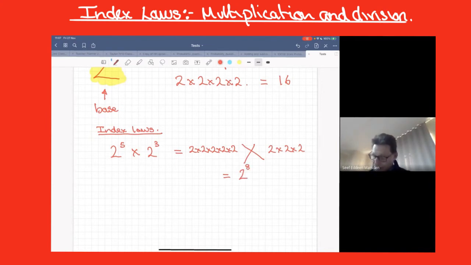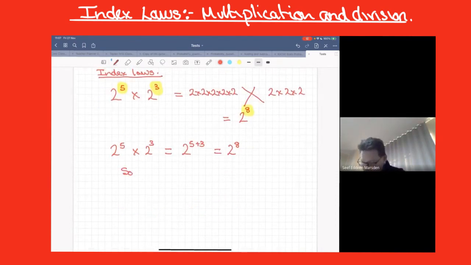Now look what you've done to the powers. That one's to the power of 5, that one's to the power of 3, that one is to the power of 8. So 2 to the power of 5 times 2 to the power of 3 is the same as 2 to the power of 5 plus 3, which is the same as 2 to the power of 8. So when multiplying, add the powers.